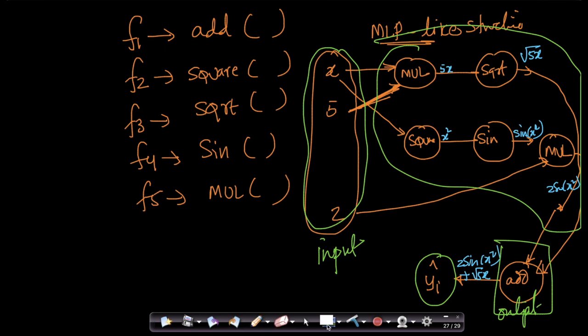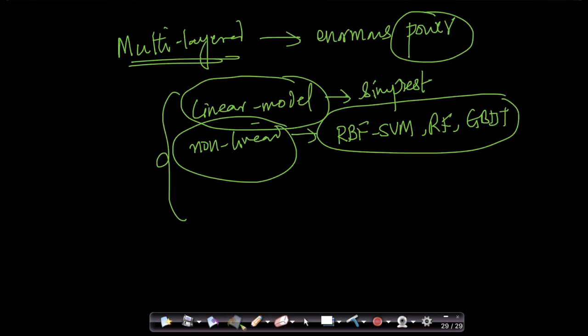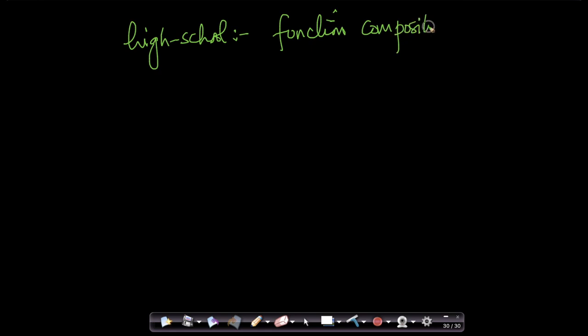Now, equally importantly, this is very similar to the concept that we learned probably in high school. If some of you have forgotten, let me remind you what it is. It is called function composition. Some of you may recall these as f of g of x or g of f of x. So basically what this means is, this is called function composition.